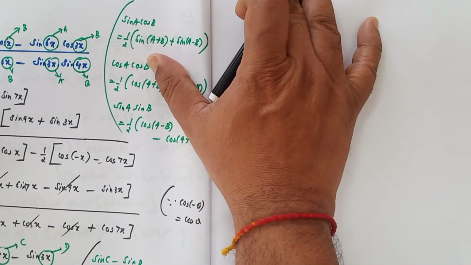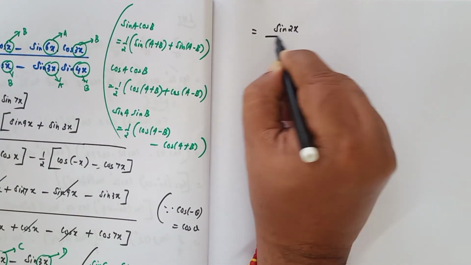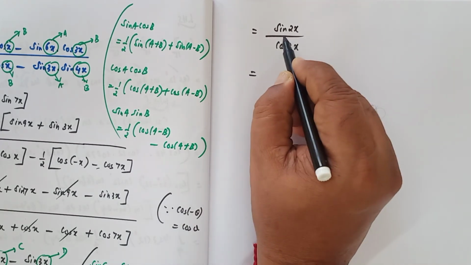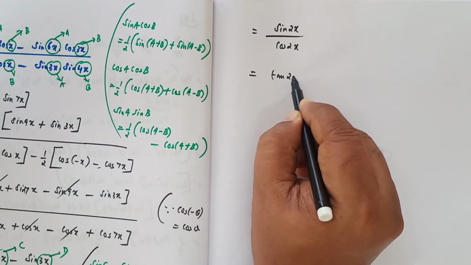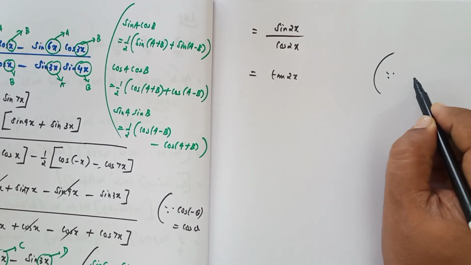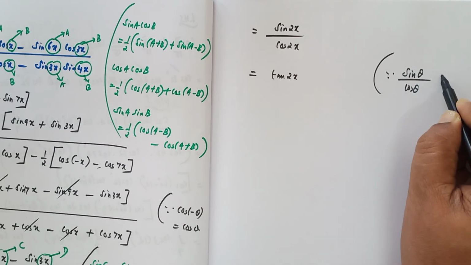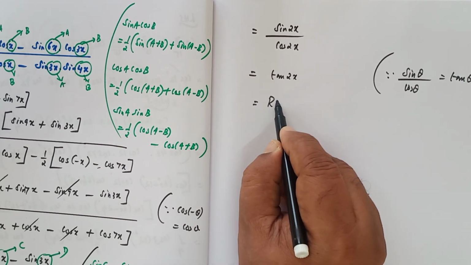I write one more step here, that is equal to sin 2x divided by cos 2x. Same angle. What form is it? Sin theta divided by cos theta, that is equal to tan theta. Therefore, tan 2x. You can write the reason here: since sin theta divided by cos theta is equal to tan theta. That is equal to RHS.